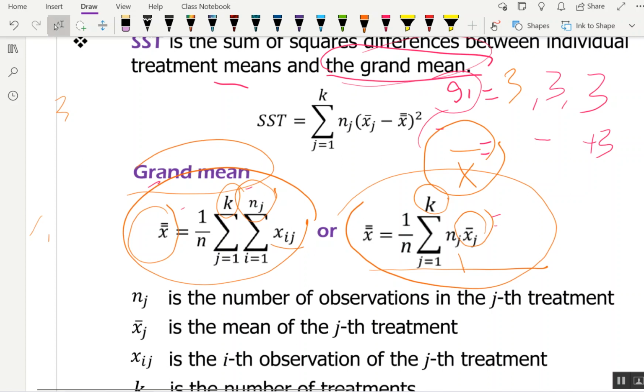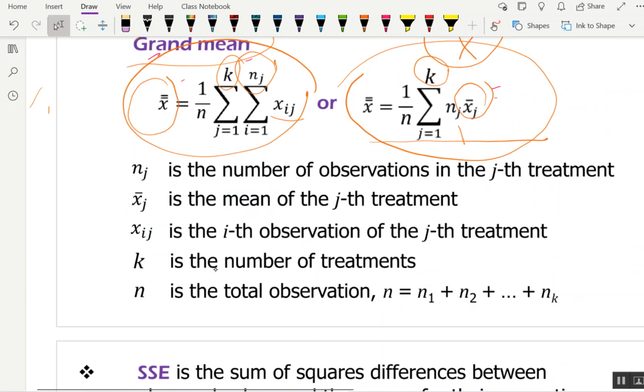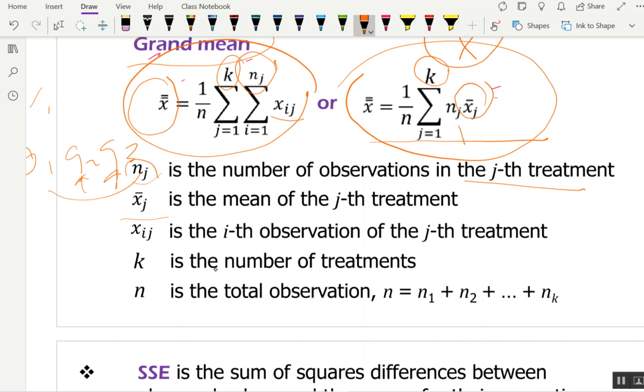Alright, so now looking at the notation down here, nj is the number of observations of the j treatment. So let's say you have group 1, group 2, and group 3, for example. This is the sample size for each of these. Okay, x bar j is the mean of the j treatment. So like I said just now, x bar 1 means the mean for group 1. X bar 2 means that you are searching for the mean of group 2, and x bar 3 means the mean for group 3. Alright, so this is what this notation means.